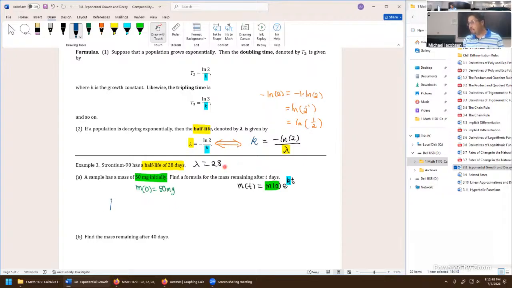So we can just say K equals negative natural log 2 divided by the half-life of 28 days. Let me just highlight that to show where it came from. So here's the color coding on that one.